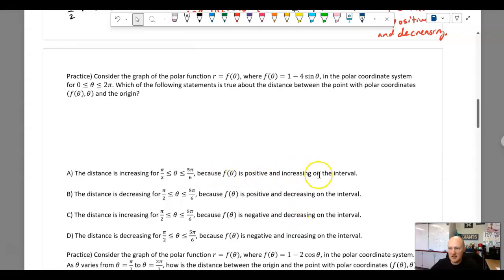F of theta is positive and increasing on the interval. F of theta is positive and decreasing. F of theta is negative and decreasing. F of theta is negative and increasing. Okay, pause the video. Go ahead, try this one, and we'll show you the results here.